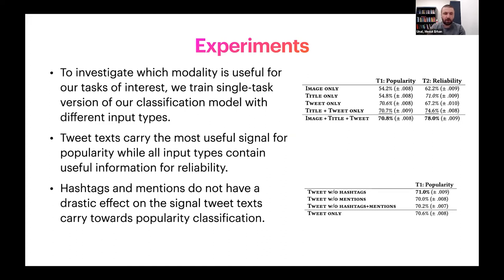And to investigate which modality is useful for our tasks of interest, we train the single task version of our model with different input types. And we see that tweet texts carry the most useful signal for popularity, while all input types contain useful signal for reliability. And hashtags and mentions do not have a drastic effect on the signal that tweet text carries towards popularity classification.